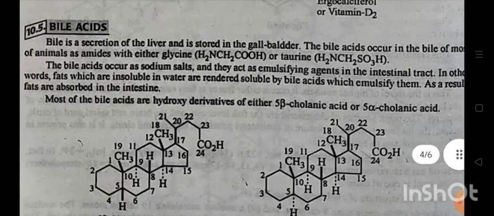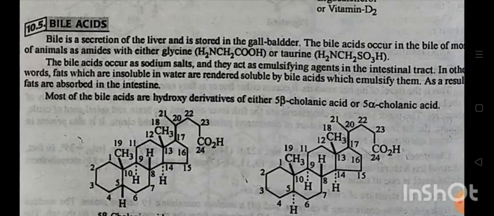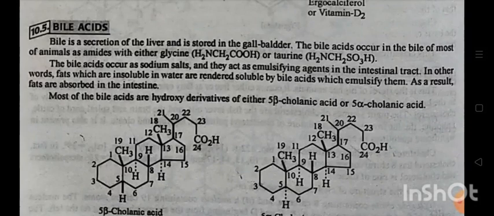Bile acids. Bile is a secretion of the liver and is stored in the gallbladder. The bile acids occur in the bile of most animals as amides with either glycine, NH2CH2COOH, or taurine, NH2CH2CH2SO3H. The bile acids occur as sodium salts and they act as emulsifying agents in the intestinal tract. In other words, fats which are insoluble in water are rendered soluble by bile acids which emulsify them. As a result, fats are absorbed in the intestine.